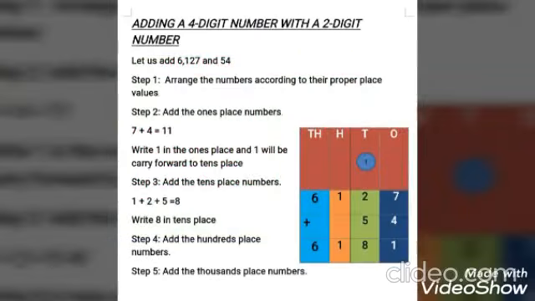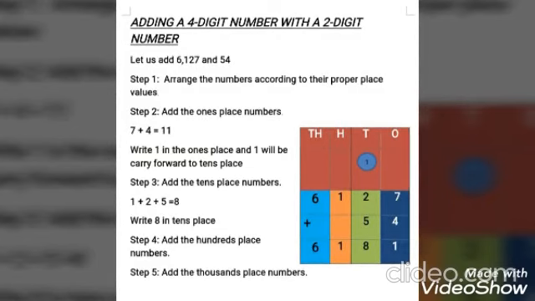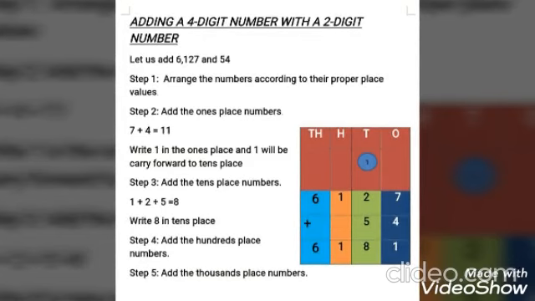Children, it will be more clear to you if you see this example which I have taken on the given slide. See, I have taken adding a 4-digit number with a 2-digit number, and the example I have taken is 6127 and 54. Yesterday also I told you that your first step is to arrange the numbers according to their places in a place value chart. So today also I have drawn a place value chart and I have arranged the numbers respectively, isn't it?